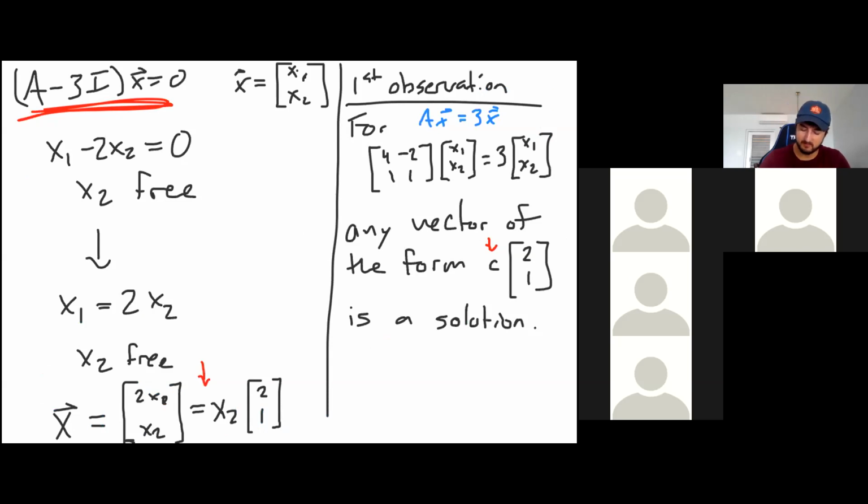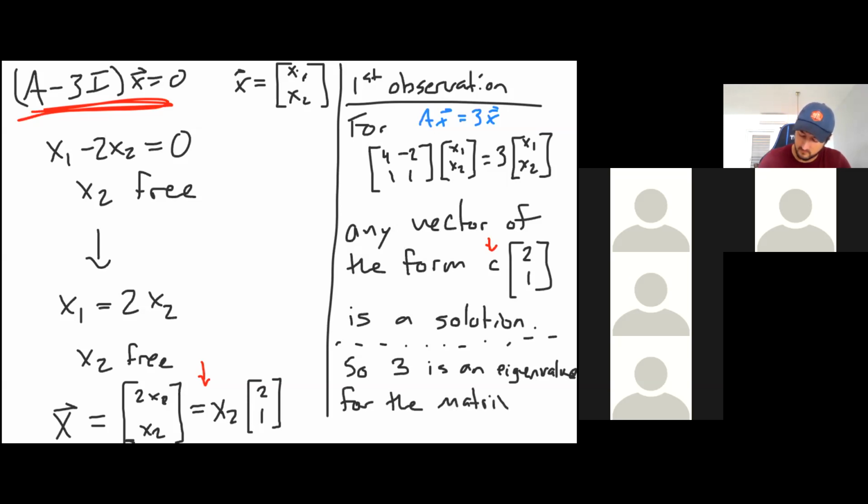So we know that 3 is an eigenvalue for that matrix, 4, -2, 1, 1.